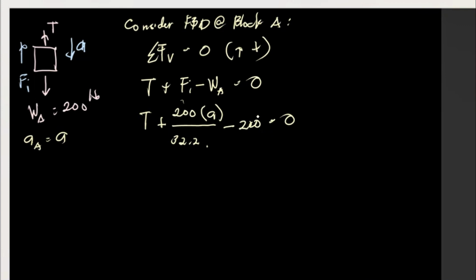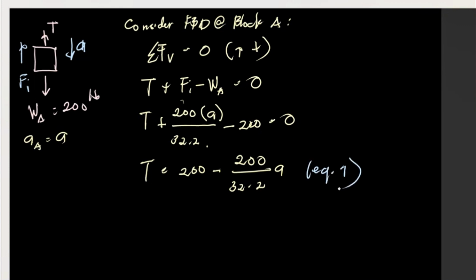So, our first equation, kung i-resolve natin to, T is equal to 200 minus 200 over 32.2 times A. Ito ngayon yung ating equation 1. First equation natin ito, 200 minus 200 over 32.2 times A. Okay? Yan ang ating first equation.